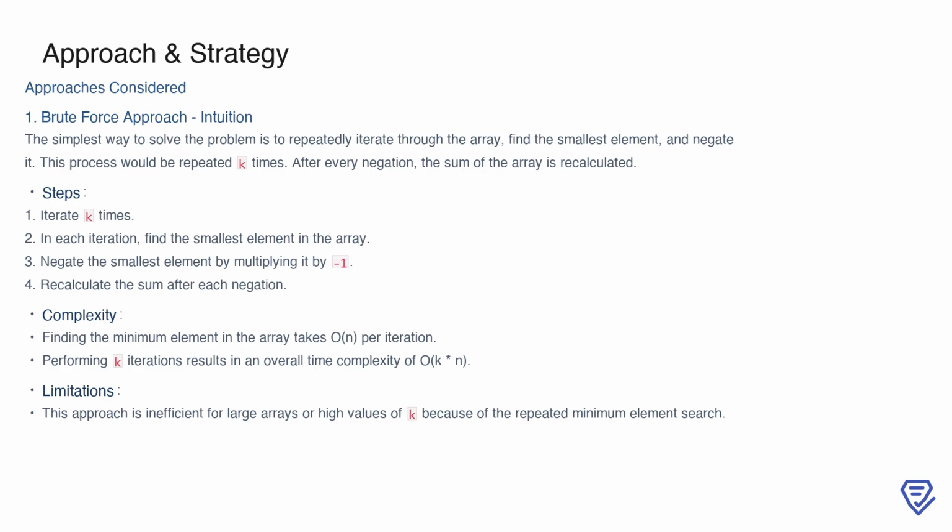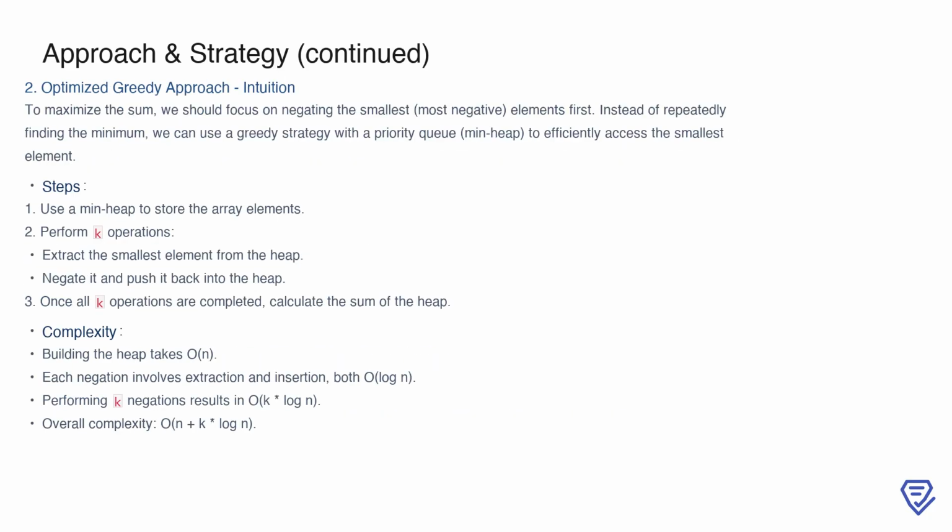However, this approach comes with a major drawback. Finding the minimum element during each iteration takes O(n), and since we repeat this process k times, the overall time complexity becomes O(k*n). This makes the brute force method inefficient, especially for larger arrays or when k is large, due to the repeated searching for the minimum element in the array. A more efficient solution is the optimized greedy approach.